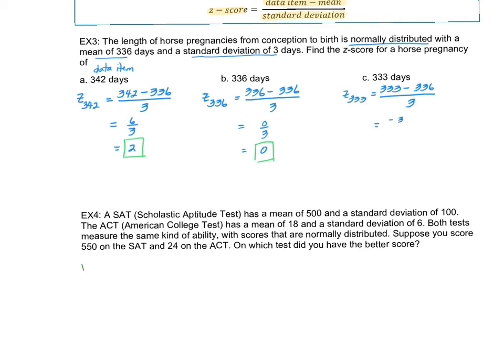That's negative 3 over 3, which would be a negative 1. So a horse pregnancy of 333 days is 1 standard deviation below the mean because it's negative.